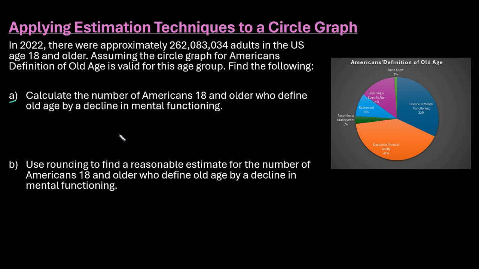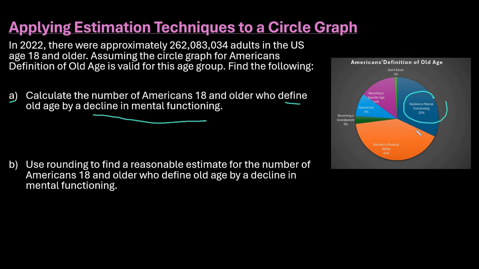If you're working in engineering and you are trying to make sure that the satellite reaches its destination, you don't want to round at all in your calculations, because the slightest rounding error can throw off the trajectory quite a bit. So you will see in this one that there is a big difference when you do use rounding techniques. All right, so what we are specifically looking for is those who defined old age by a decline in mental functioning.